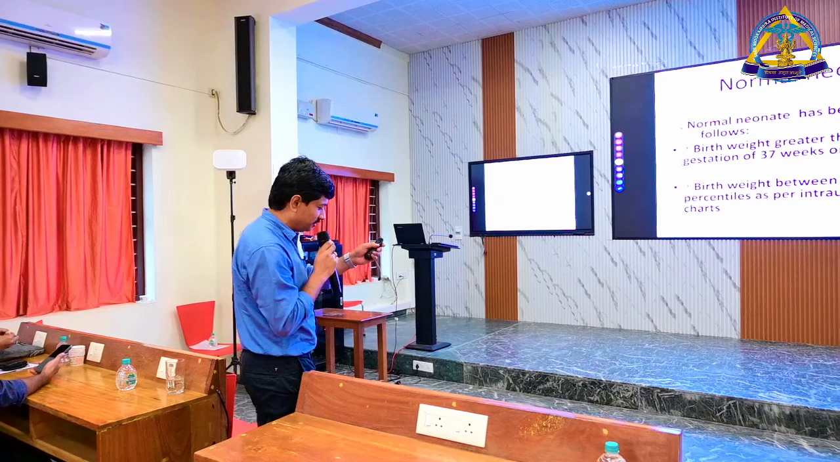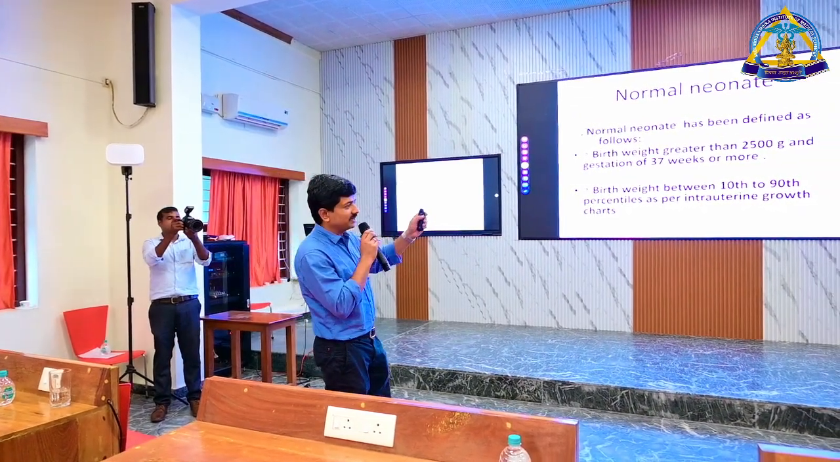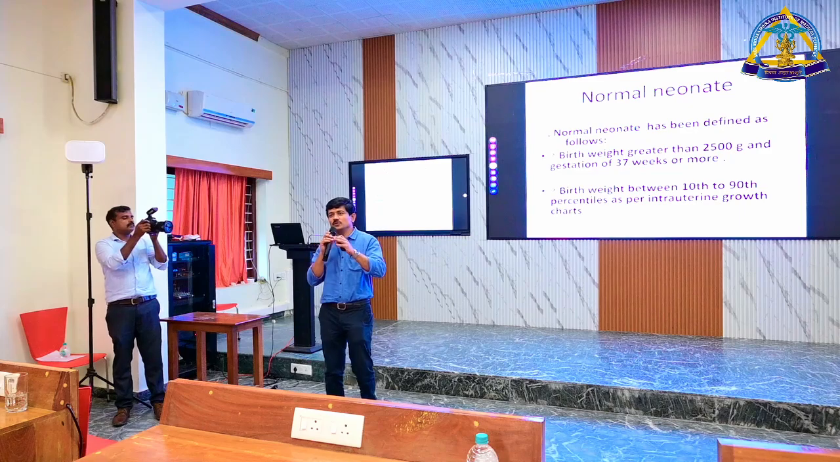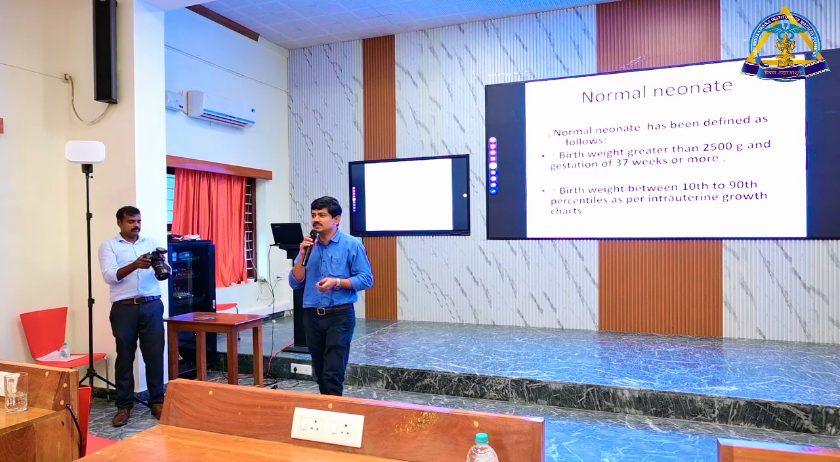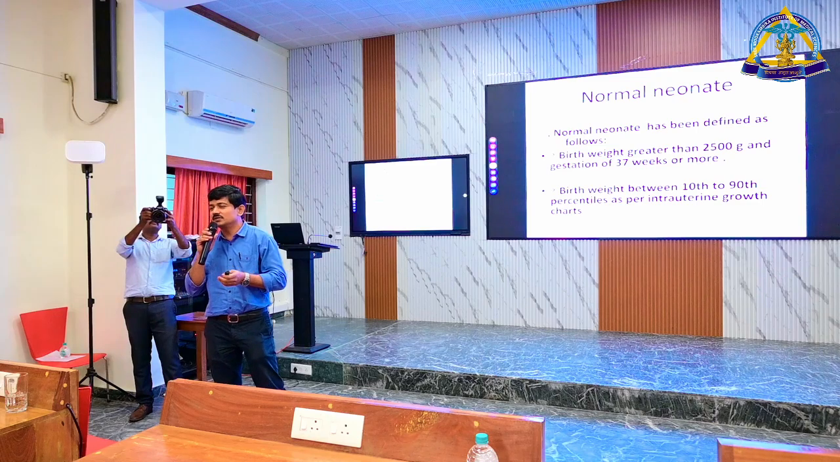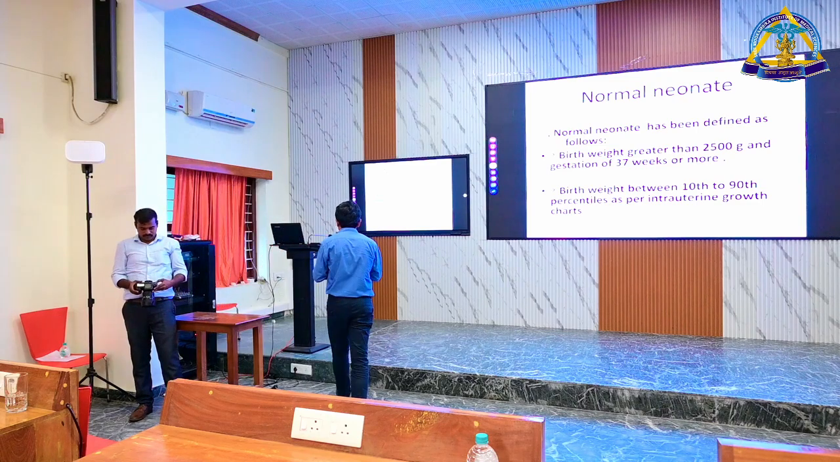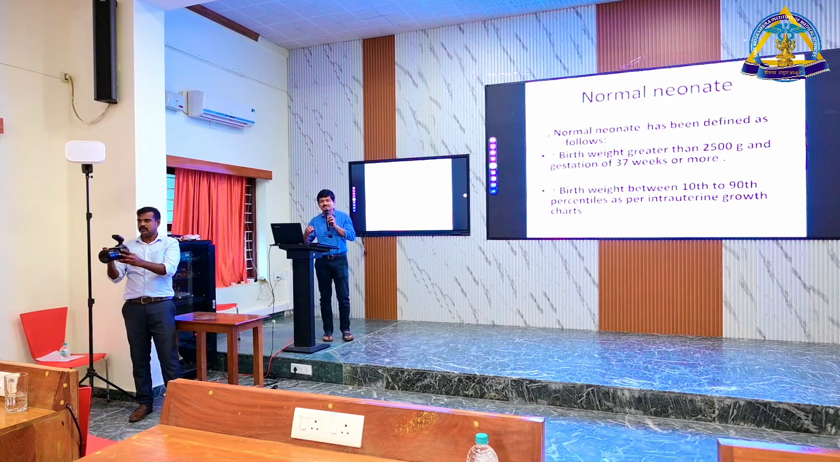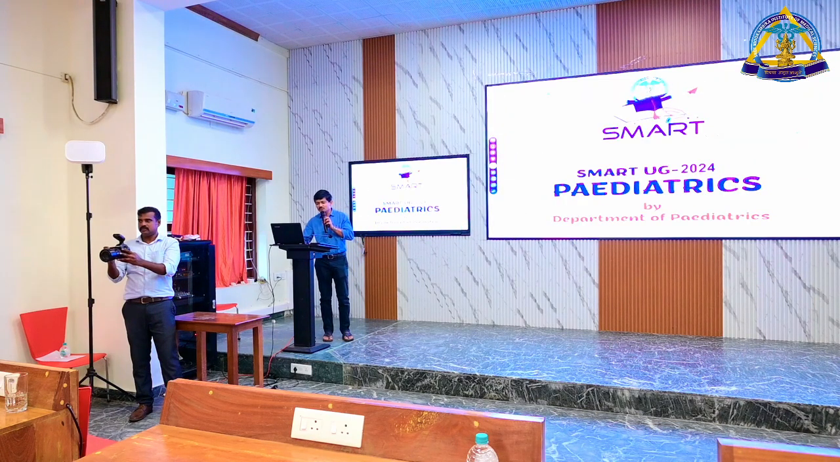So a term baby with a weight of 2.5 kg. Why has this 2.5 kg been taken as the cutoff? Anybody? Anything with weight less than 2.5 is considered what? Low birth weight. Why the demarcation of 2.5? Why not 3 or 2 kg? Is it the average, if you measure 100 babies and take the average? That is not the reason. So what is one more important thing?